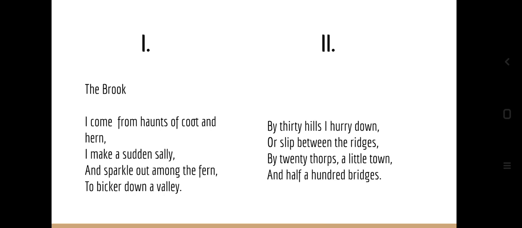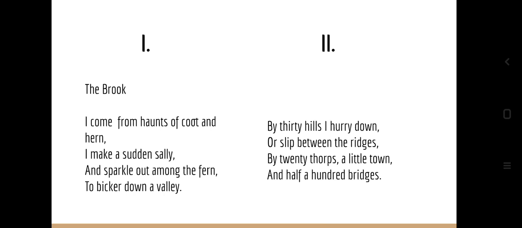The Brook is the title. It's not part of the poem, neither is it part of the first stanza. I come from haunts of coot and hern. "I" is the brook. I have told you in the first part that in this poem, the brook, the shallow stream of water, narrates its own story. It is personified as a human being, narrating its own journey.